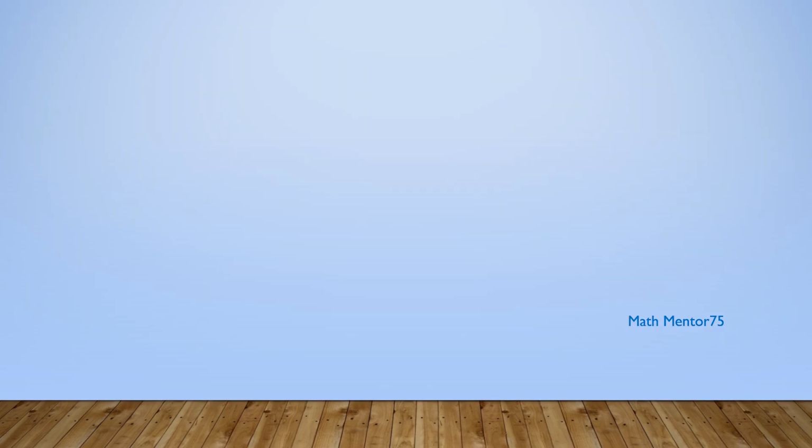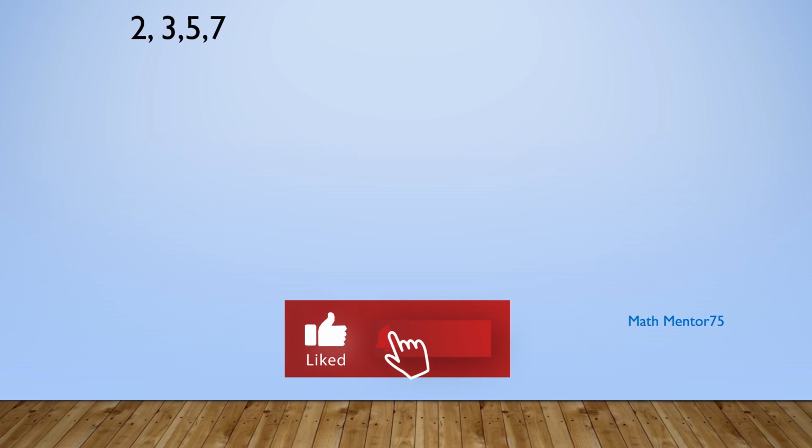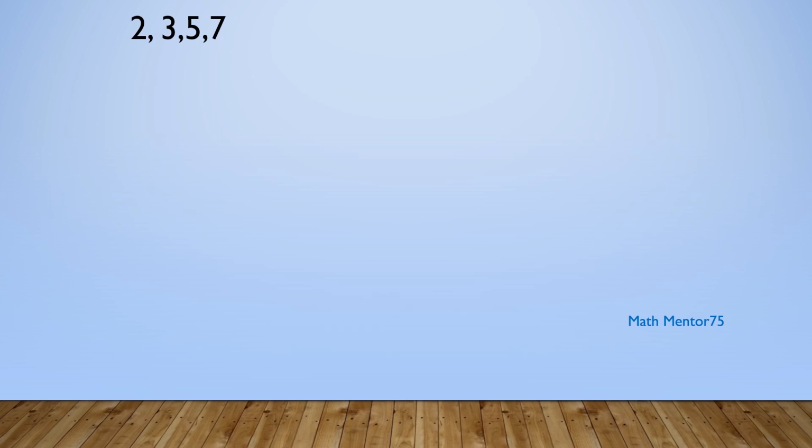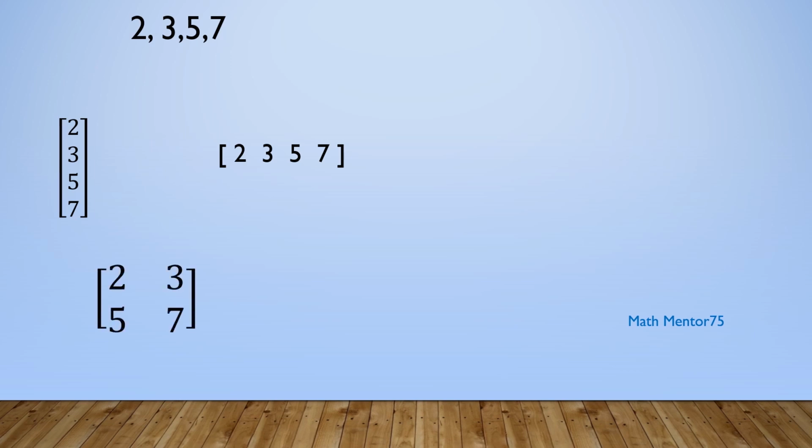What is a matrix? A matrix consists of any numbers. The numbers can be prime numbers, letters, characters, names of cities, whatever. I have chosen over here 4 prime numbers, in fact the first 4 prime numbers. I can write these 4 prime numbers in a column array or in a row array, or I can write these 4 numbers in 2 rows. All these 3 formations are known as matrices.